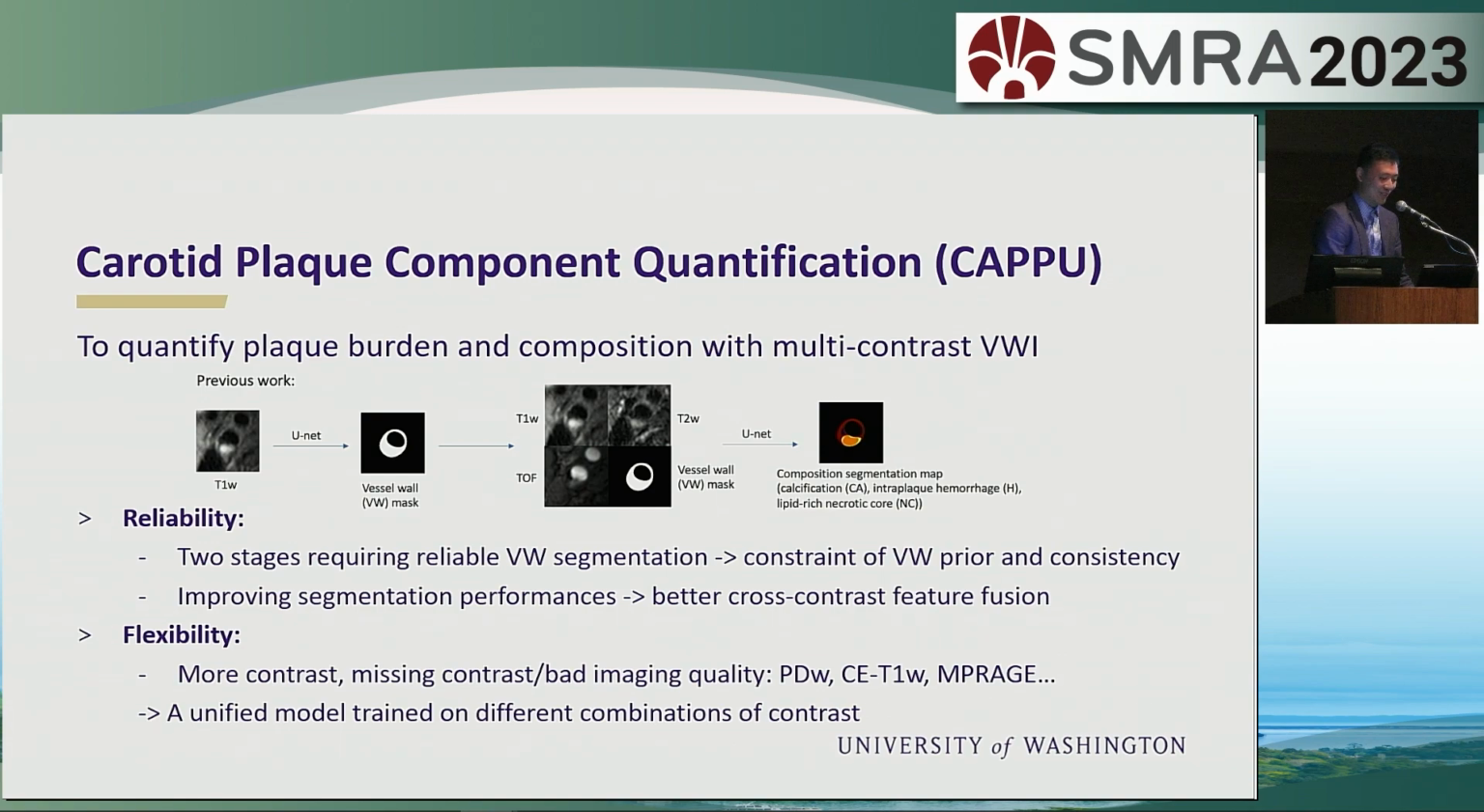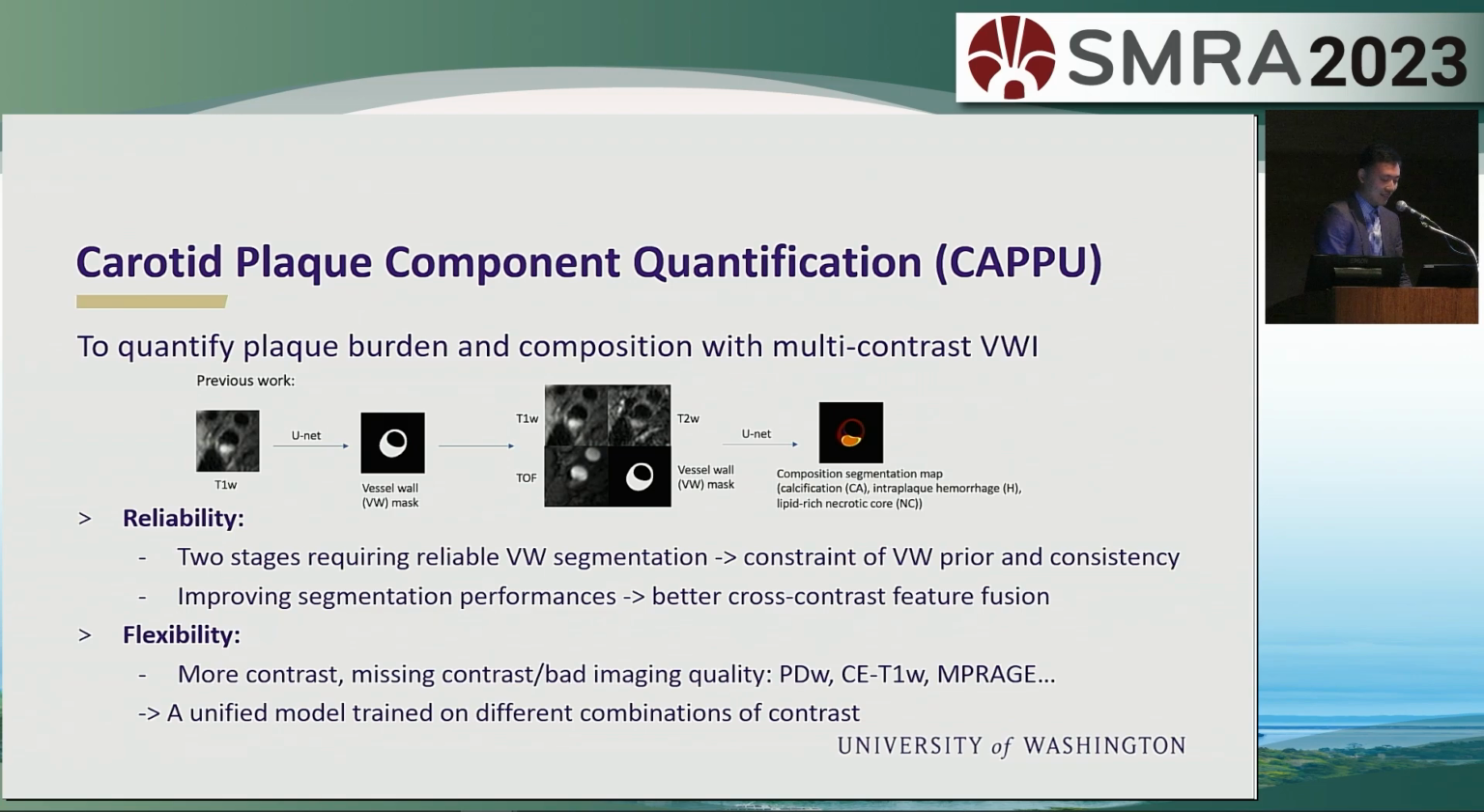My work is called CAPU, and it aims to improve the reliability and also the flexibility of the previous workflow that I mentioned. First, this workflow is a two-stage segmentation. In order to achieve a good segmentation result on the second stage, the compositional stage, we need a good vessel wall segmentation on the first stage. In this work, I'm trying to combine the two stages together based on a constraint of vessel wall prior and consistency loss.